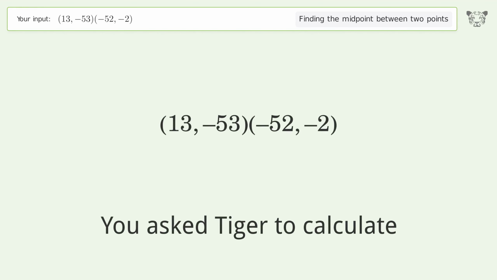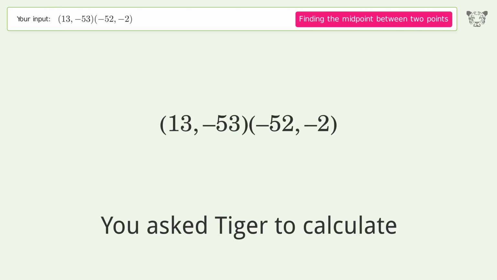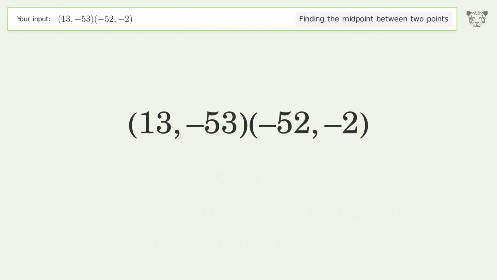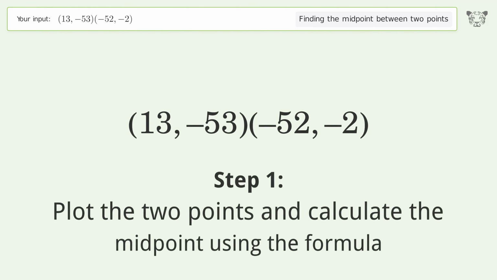You ask Tiger to calculate. This deals with finding the midpoint between 2 points. The midpoint between the 2 points is -19.5, -27.5. Let's solve it step by step. Plot the 2 points and calculate the midpoint using the formula.